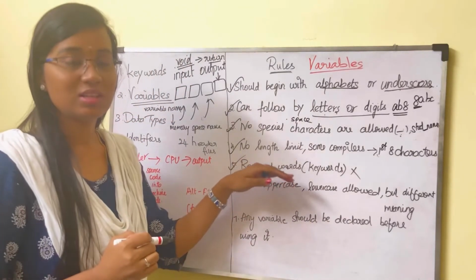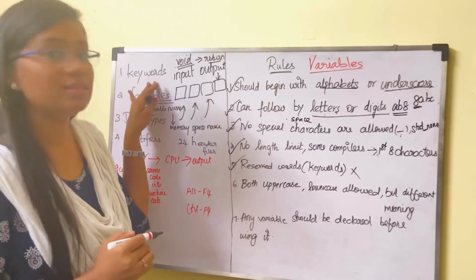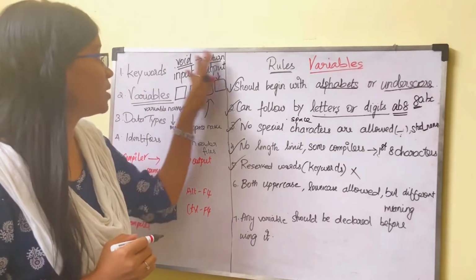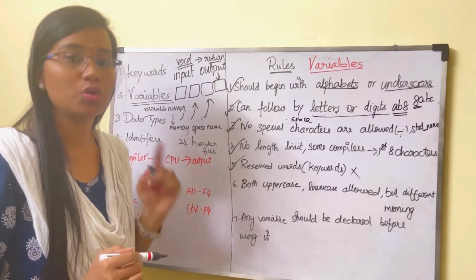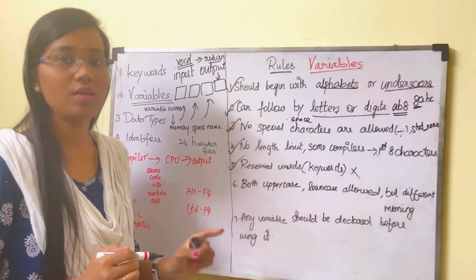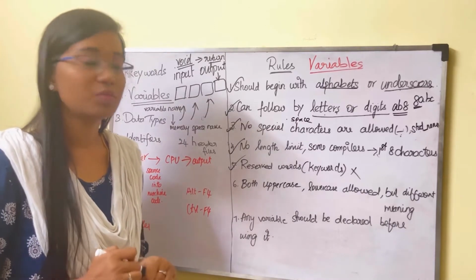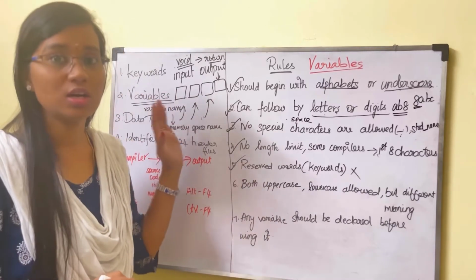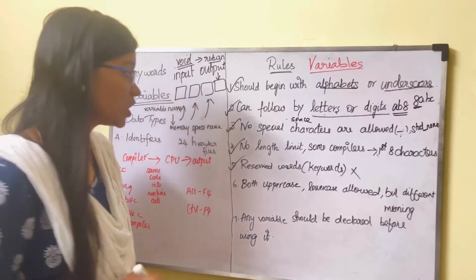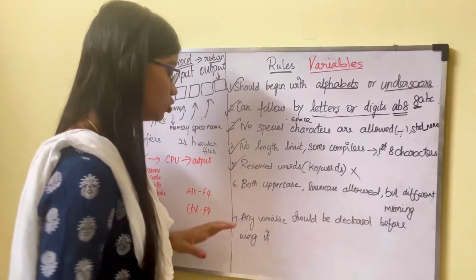Reserved words means, as we just saw, keywords. They have predefined meaning in the C library. So those words we should not use to name the memory space, because variables are user defined and keywords are predefined. So reserved words should not be used.